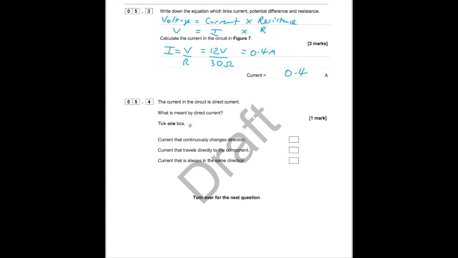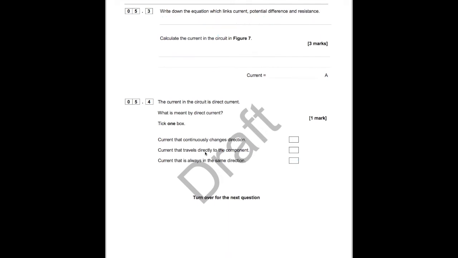What is meant by direct current? Is it current that continuously changes direction? No, that's alternating current. Current that travels directly to the component? No. Current that is always in the same direction? Yes.